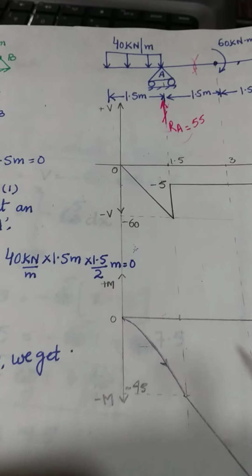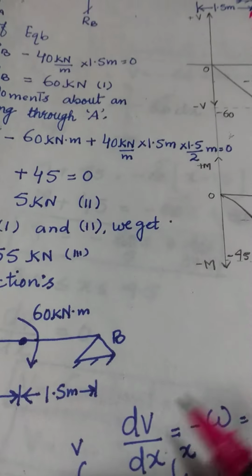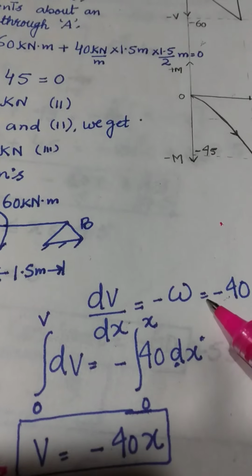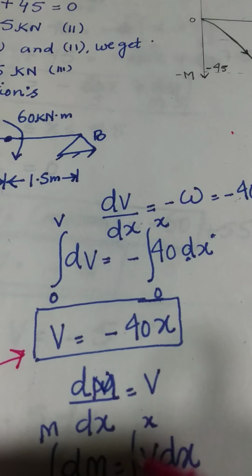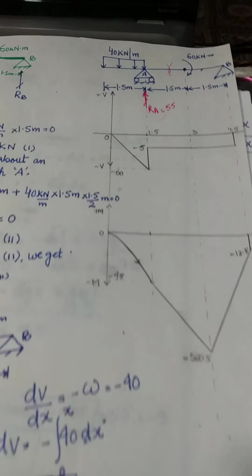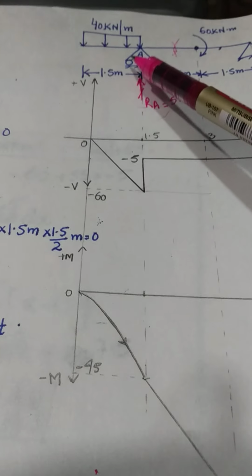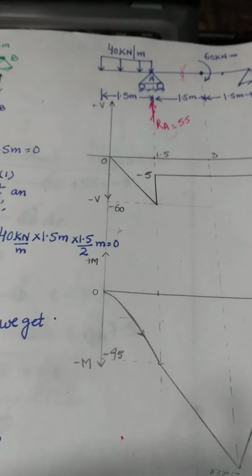You can solve this problem without making use of these equations, dV by dx is equal to -w or dM by dx is equal to V. Without making use of these equations, you can also solve this beam. For that purpose, you have to take the sections as we have already discussed. Thank you.